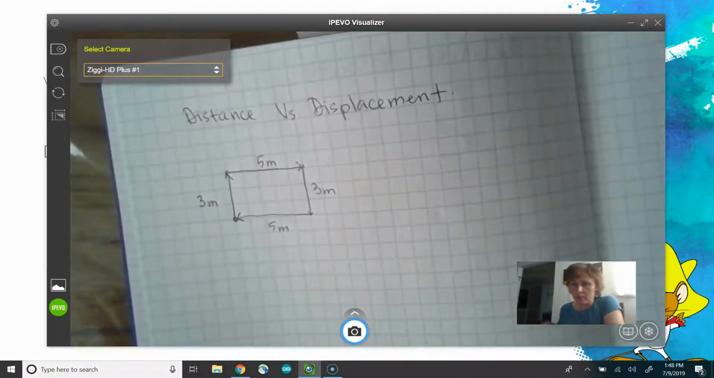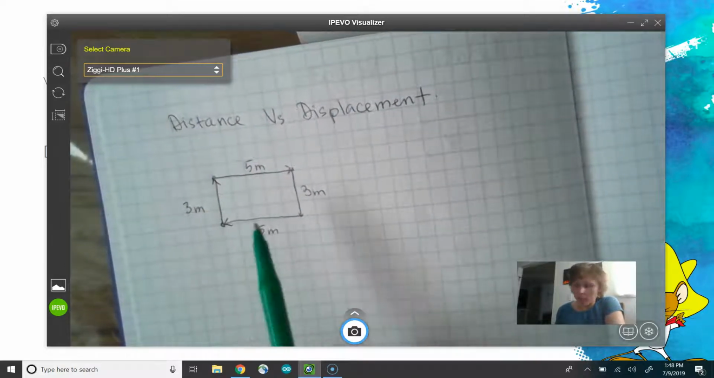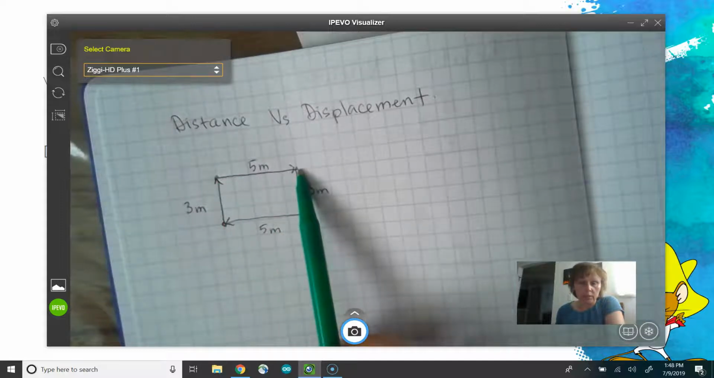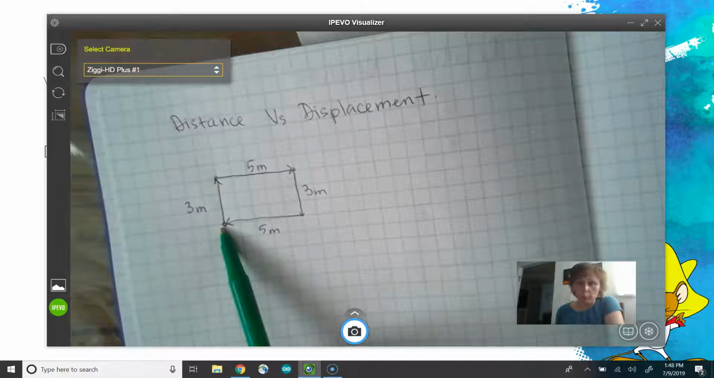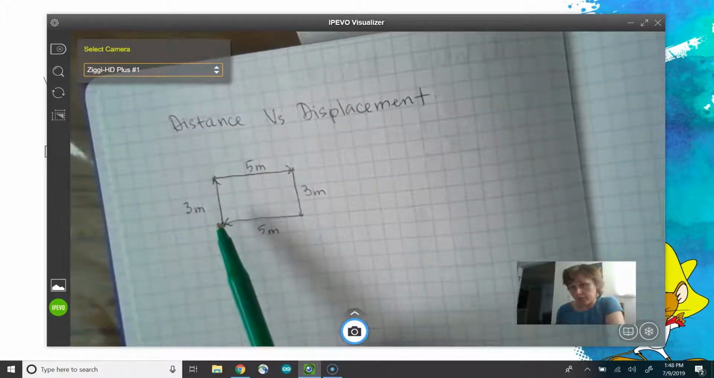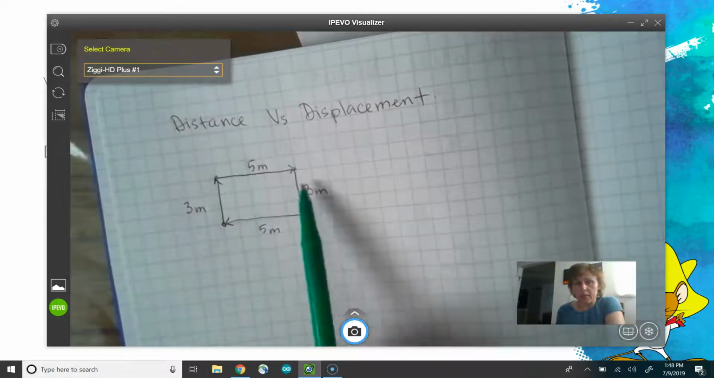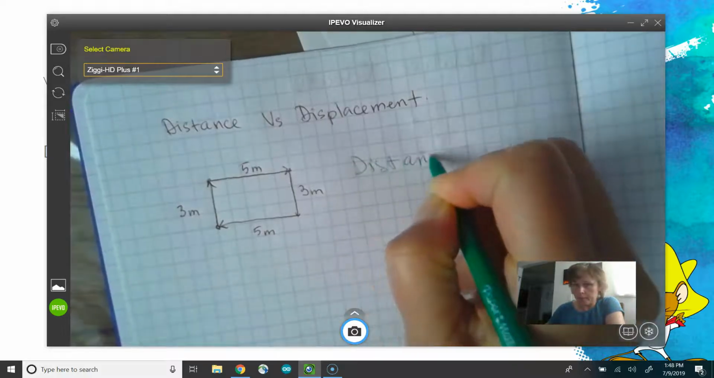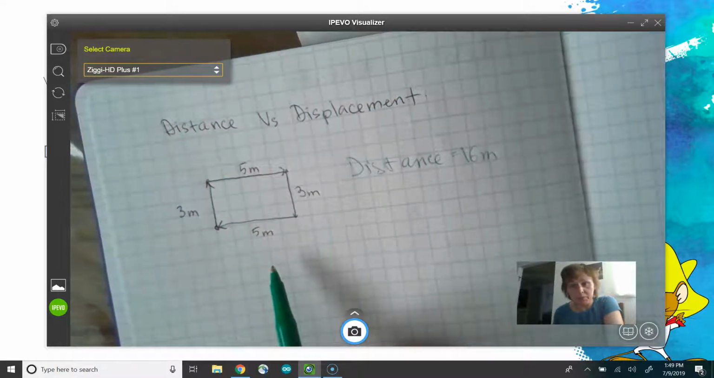Here's an example of the difference between distance and displacement. A teacher starts walking 3 meters north, then 5 meters east, 3 meters south, and 5 meters to the west. So what is the distance that the teacher covers? The teacher covered 3 plus 5, 8, plus 3 plus 5, 16 meters. So the distance equals 16 meters. What is the displacement that the teacher has?